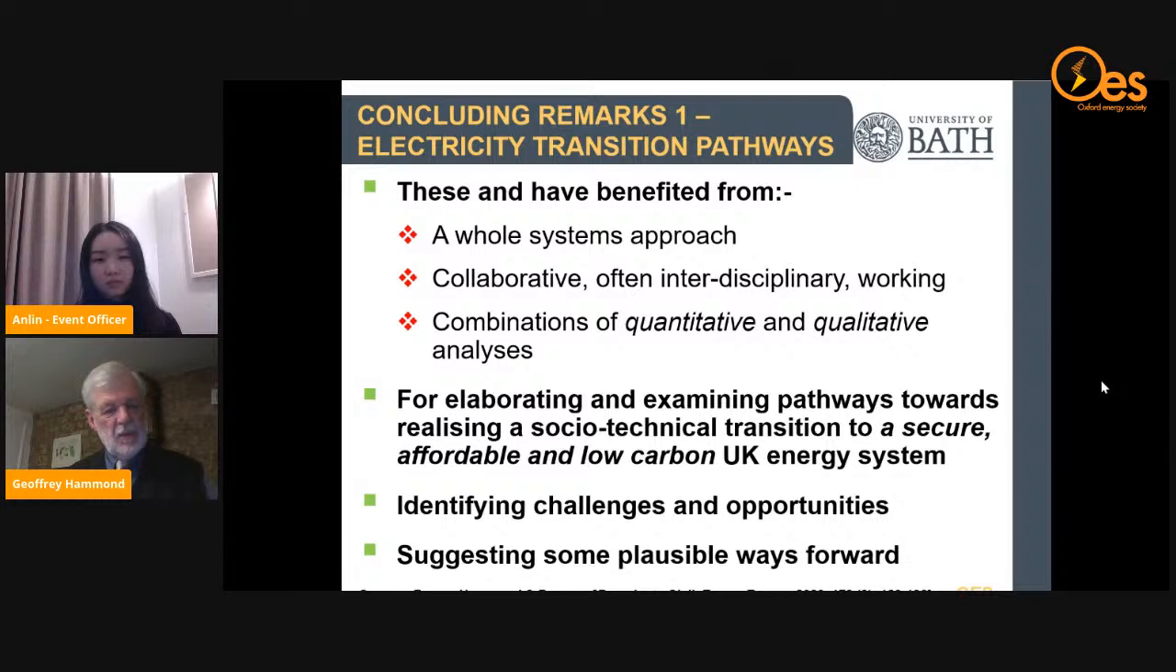The way in which we looked at these pathways enabled us to elaborate and examine them, and we looked at how we might realize this socio-technical transition to a more secure, affordable, and low-carbon energy system in the future. It enabled us to identify a number of challenges and opportunities, and we think it suggested a variety of plausible ways forward. There are other ways, there are other scenarios, but this is one set of plausible scenarios.